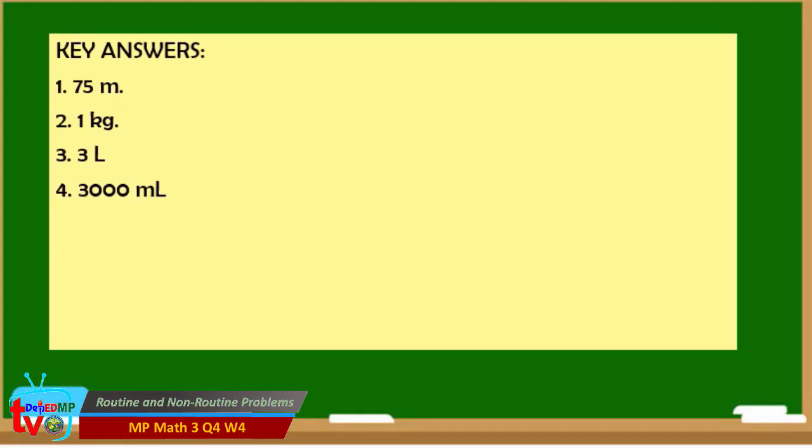Let's check again your answers. For number 1, 75 meters. Number 2, 1 kilogram. Number 3, 3 liters. Number 4, 3,000 milliliters. Alright, so congratulations for getting the correct answer.